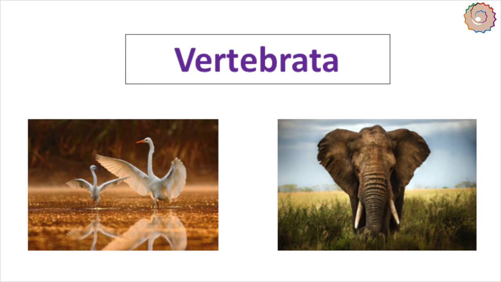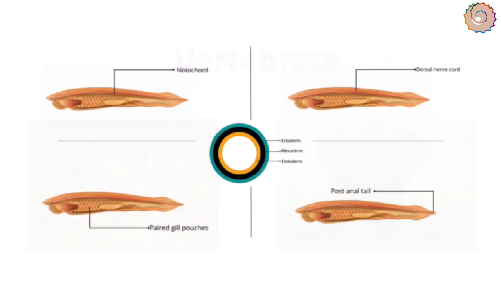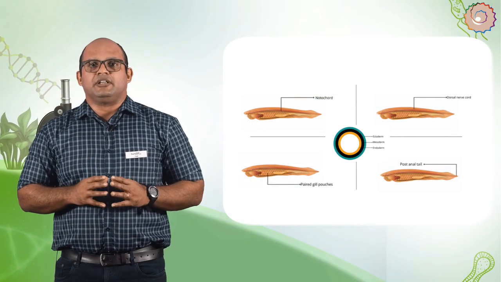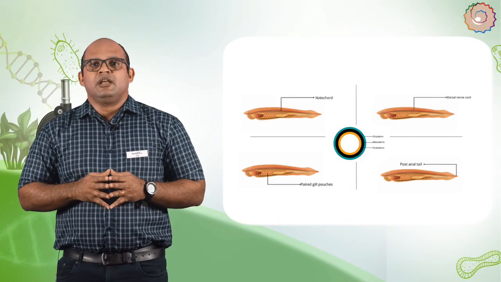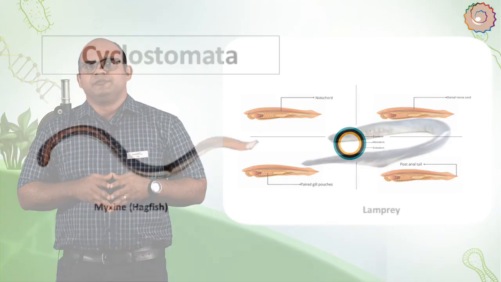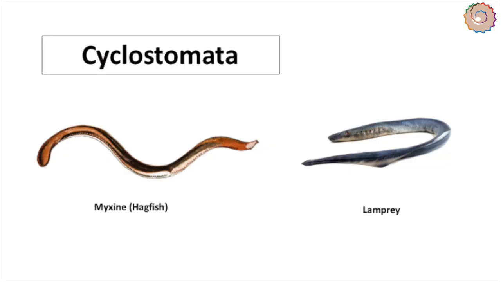Next, we come to the chordates, and within the chordates, we come to the vertebrates. The vertebrates are considered the most derived of all multicellular groups today. Their defining characteristics are a notochord, a dorsal nerve cord, true triploblastic condition and a true coelom, paired gill pouches, and a post-anal tail. The first group we consider are the most primitive living vertebrates, the cyclostomata.